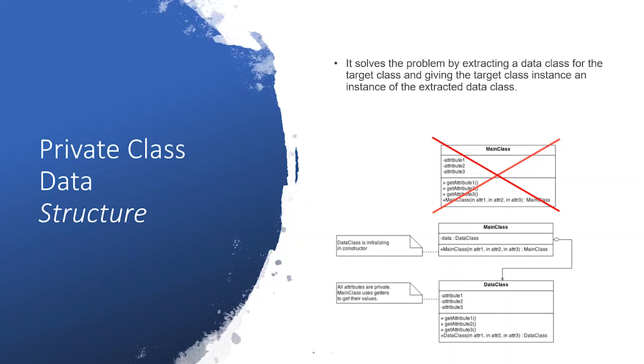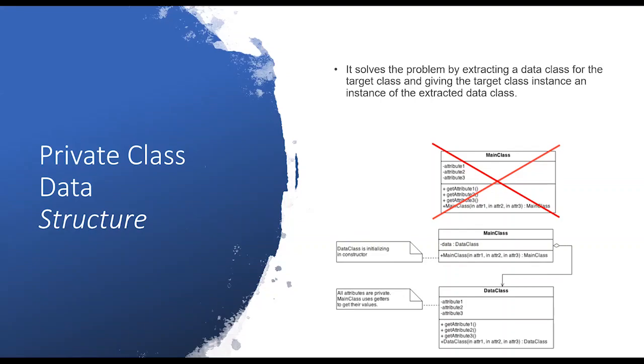So this is the separation of concerns which we are talking about. The data class will be dealing with the initialization of the attributes, and our main class will be dealing with the business logic. Got it? Any questions up till now? Okay, no questions.